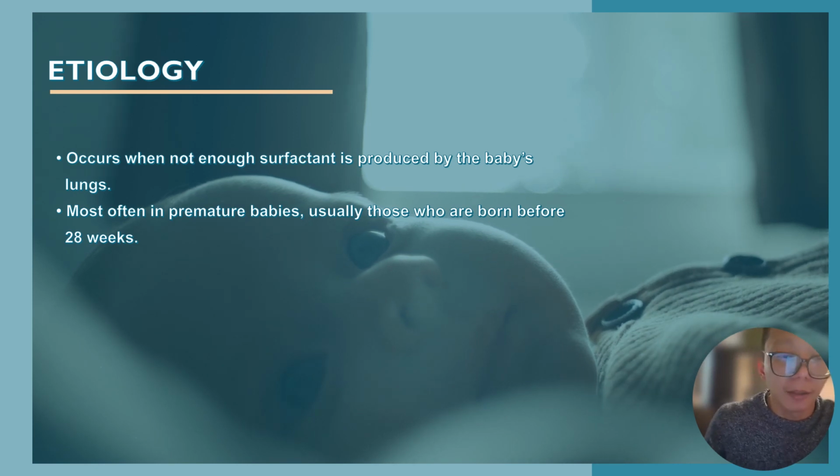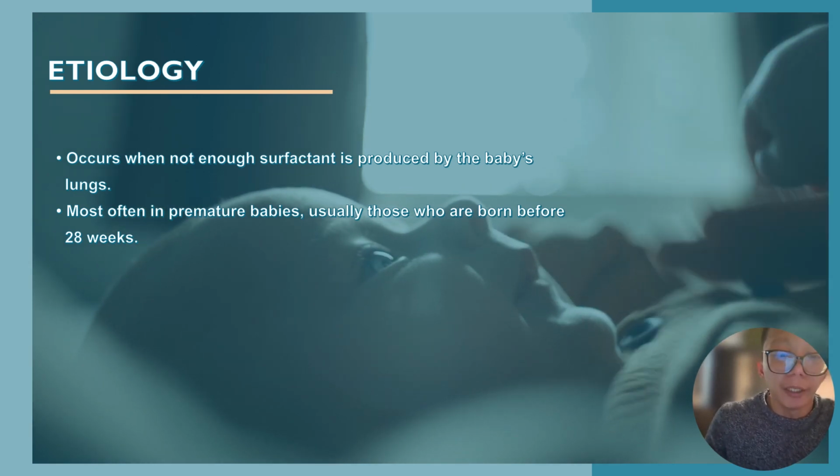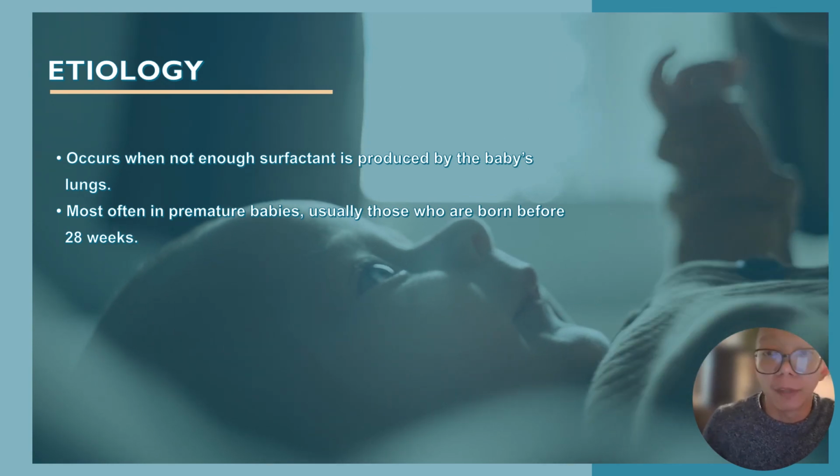What is the cause? NRDS usually occurs when the baby's lungs have not produced enough surfactant. Surfactant is usually made out of proteins and fats, which helps keep the lungs inflated and prevents them from collapsing. Normally, a baby begins producing surfactant sometime between week 24 and week 28 of pregnancy. Most babies produce enough to breathe normally by week 34. But if your baby is born prematurely, they may not have enough surfactant in their lungs.